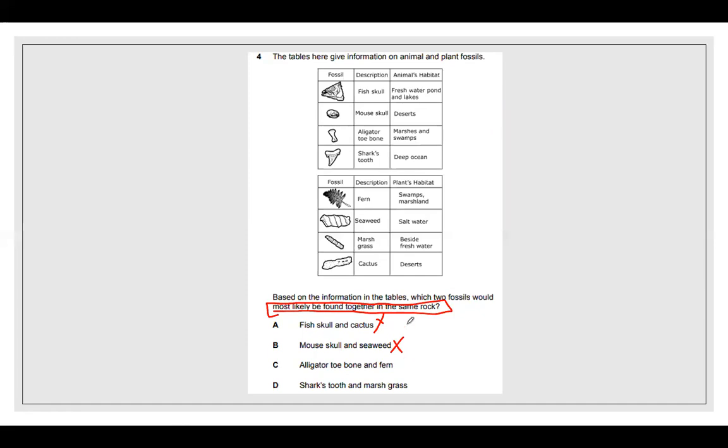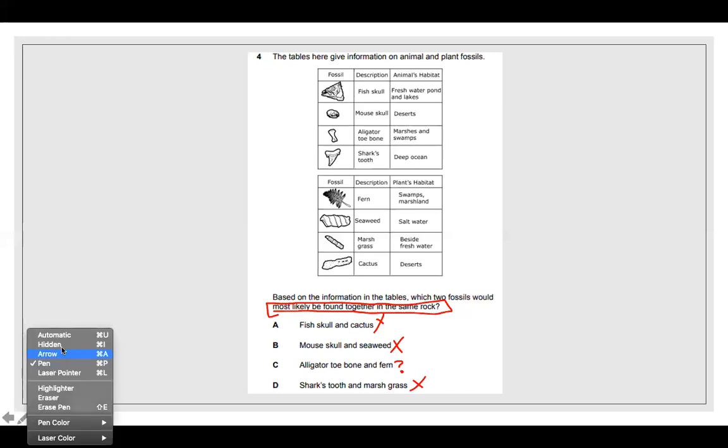Alligator toe bone and fern. Alligator toe bone is in marshes and swamps. Fern is in swamps and marshlands. That could be an answer, right? Shark tooth and marsh grass. So the shark tooth is in the deep ocean and the marsh grass is in fresh water. That's not in the same area or in the same rock. So C would be our answer choice.